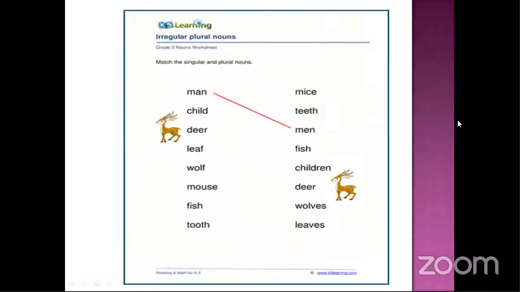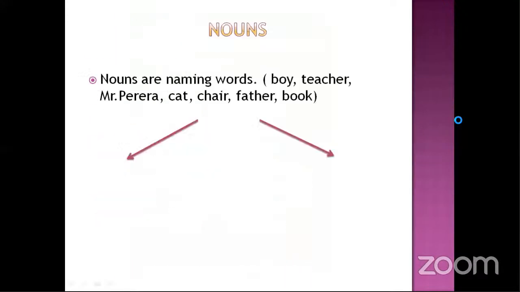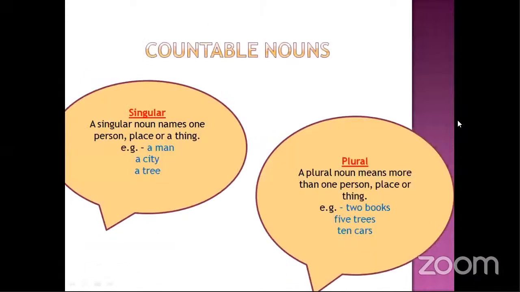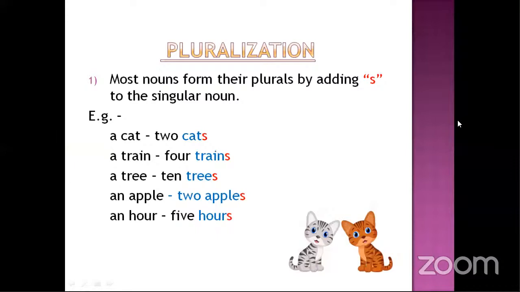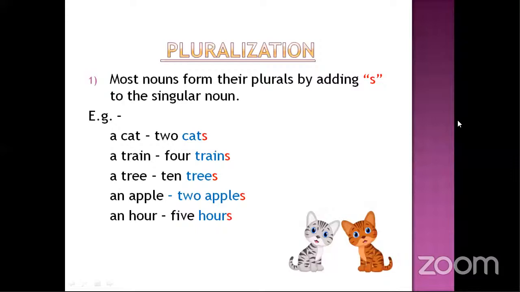Yes, can you remember? We started with this activity and this one. Basically we talked about nouns, and I told you we can divide nouns into 2 parts, countable and uncountable. We can see singular nouns and plural nouns in countable nouns. So we pluralized some countable nouns. There are some rules to follow when you are pluralizing. The basic or the first rule is just adding S to the singular noun.